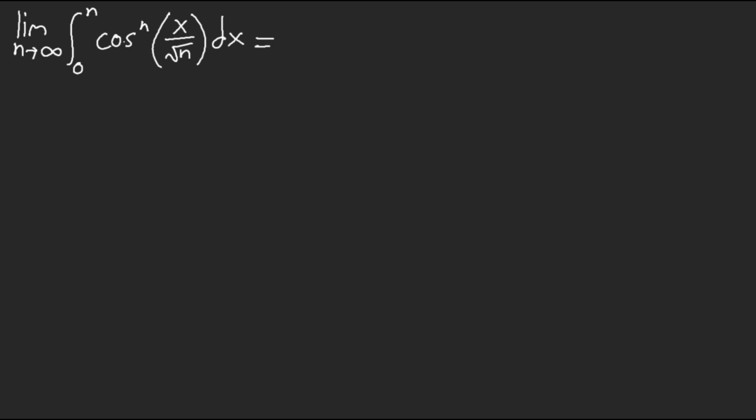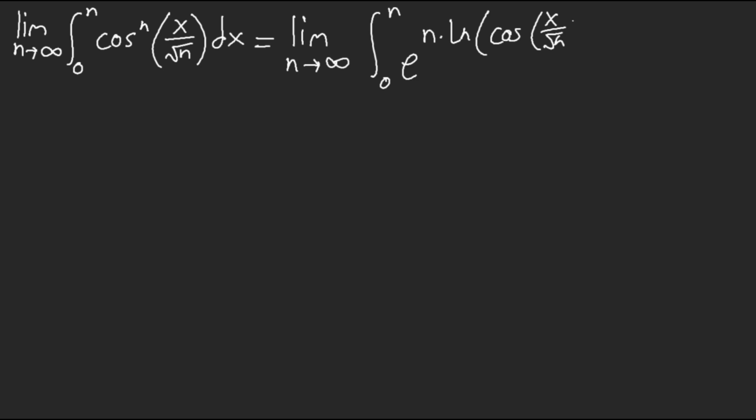Whenever we see something funky like this, a function to the power of a function, we use the log trick. So let's go ahead and do that. Limit of n to infinity. We're going to go ahead and do e to the ln. So that's n times ln of cosine x to the power of square root of n dx. Okay. Cool.